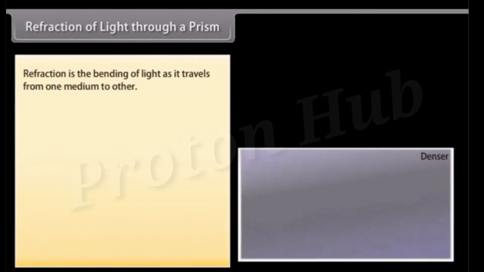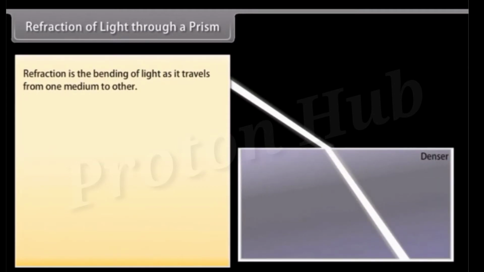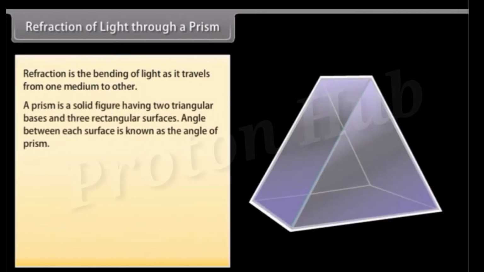Refraction of light through a prism. Refraction is the bending of light as it travels from one medium to another. In this section, we shall discuss the phenomenon of refraction by a glass prism. A prism is a solid figure having 2 triangular bases and 3 rectangular surfaces. The angle between each surface is known as the angle of prism.